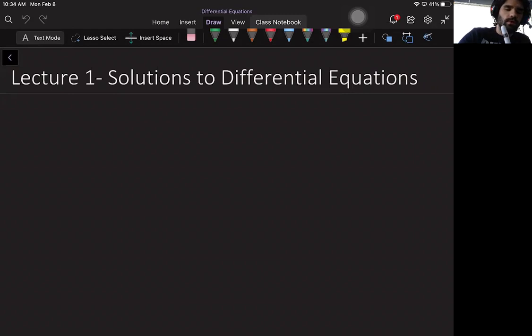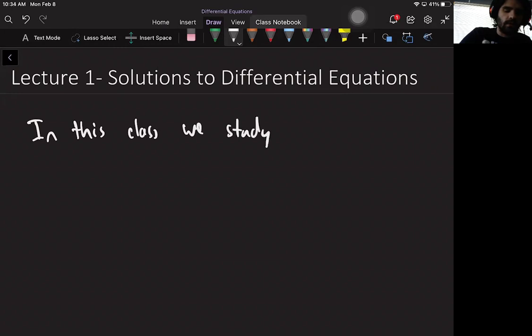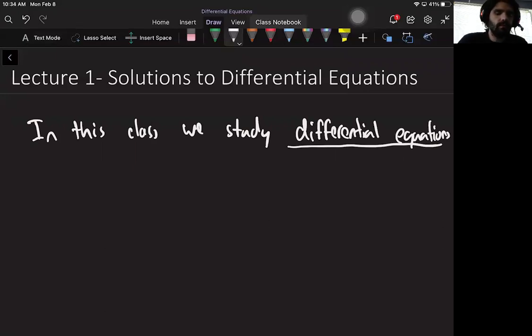So let's just jump right into it. What are we going to do in this class? Well, it's in the name. In this class, we study differential equations, if you can guess by the title of the class. But of course, you don't know what this means yet. So we need to know what differential equations are. And before that, you sort of have to review some stuff.